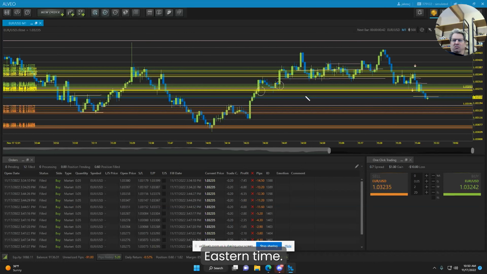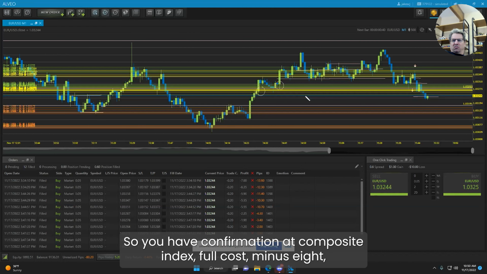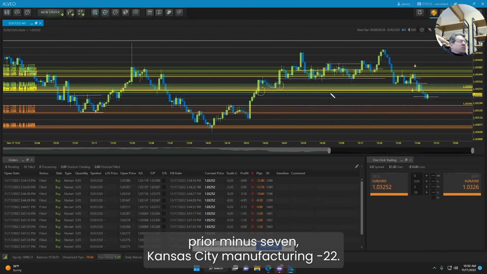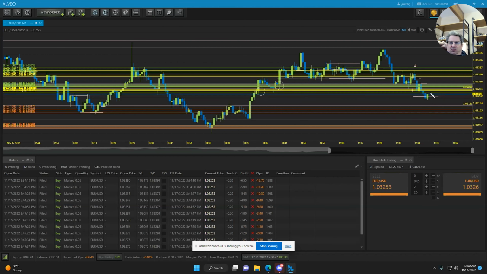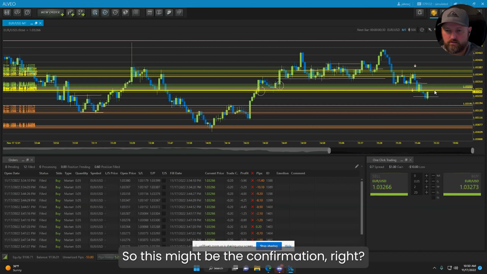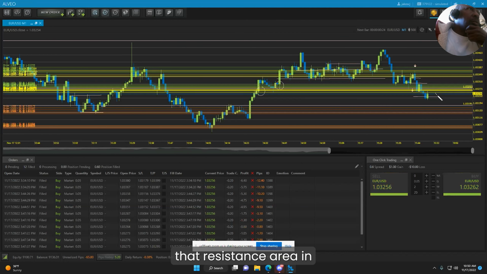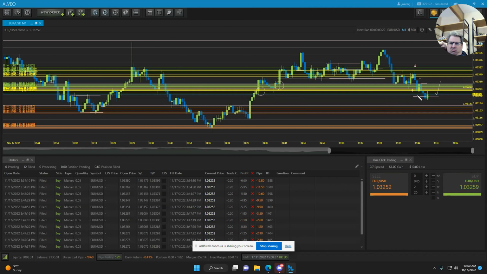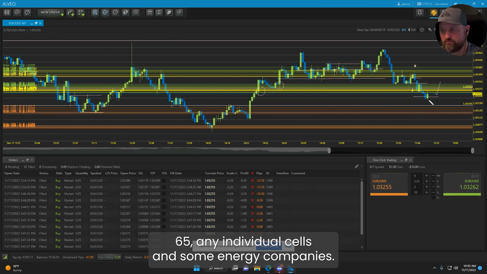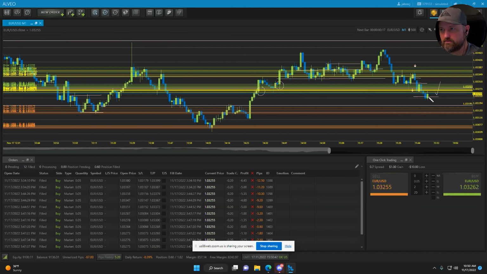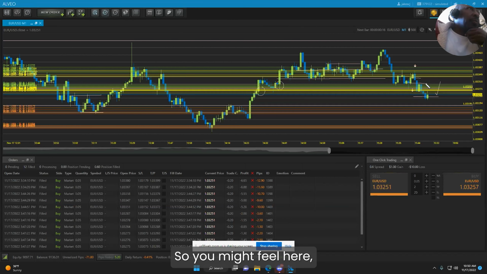At 11 a.m. Eastern time, we have you get confirmation. Fed Composite Index forecast -8, prior -7. Kansas City Fed Manufacturing prior -22. So this might be the confirmation right here. Waiting for buys to come back and test that resistance area. Right? Now, if it fails, raised $65 billion. If it fails, tax on energy companies. Doug, you don't mind. It failed here. It failed here. Failed here.